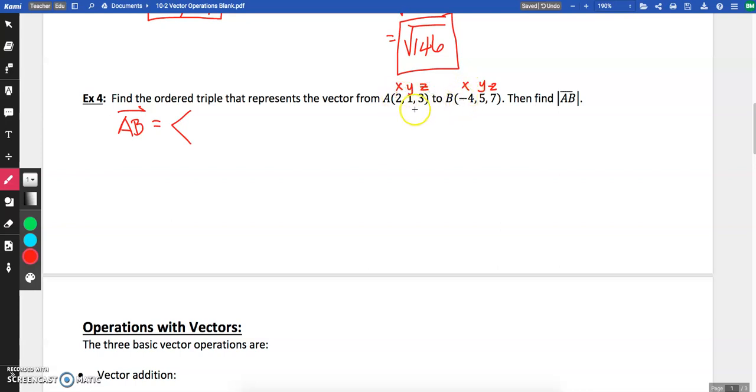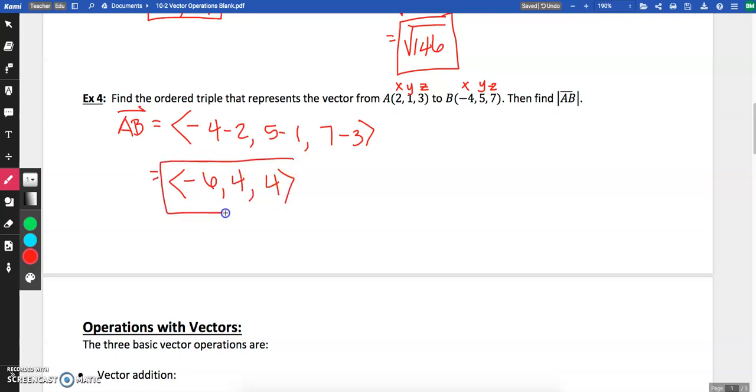So subtract the end minus the beginning. So -4 minus 2, 5 minus 1, 7 minus 3. Simplify each of those: -6, 4, 4. Three-dimensional vector. You'll see a picture of that in the next unit, or lesson, sorry.